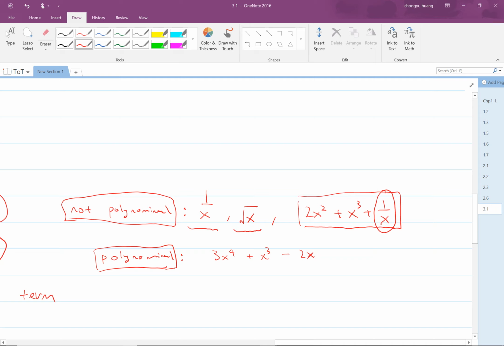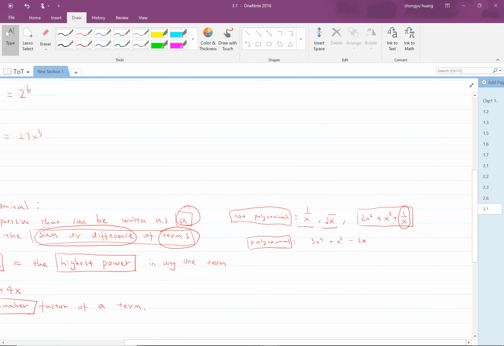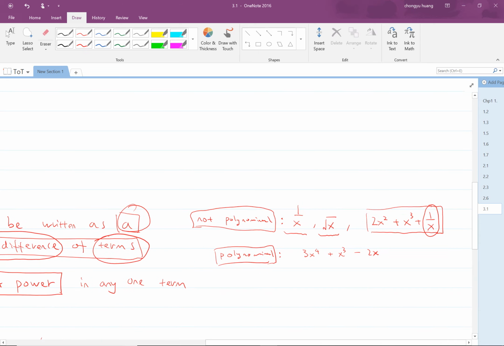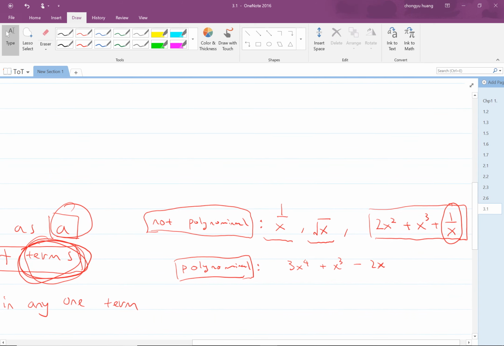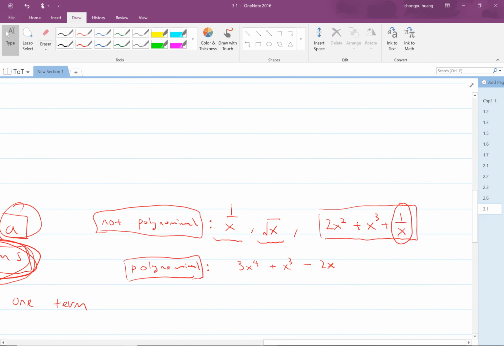Okay, so this is going to be a polynomial. You can see over here those are terms, right? So basically those are actually terms. So this is going to be a polynomial.